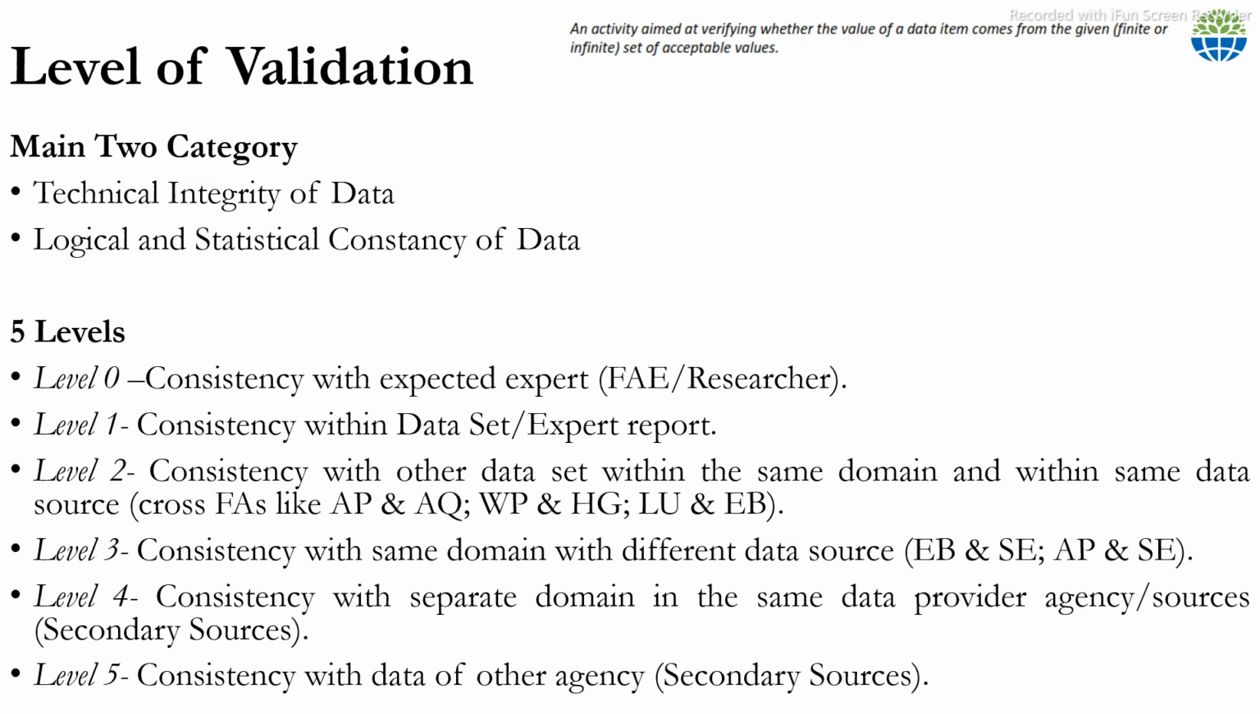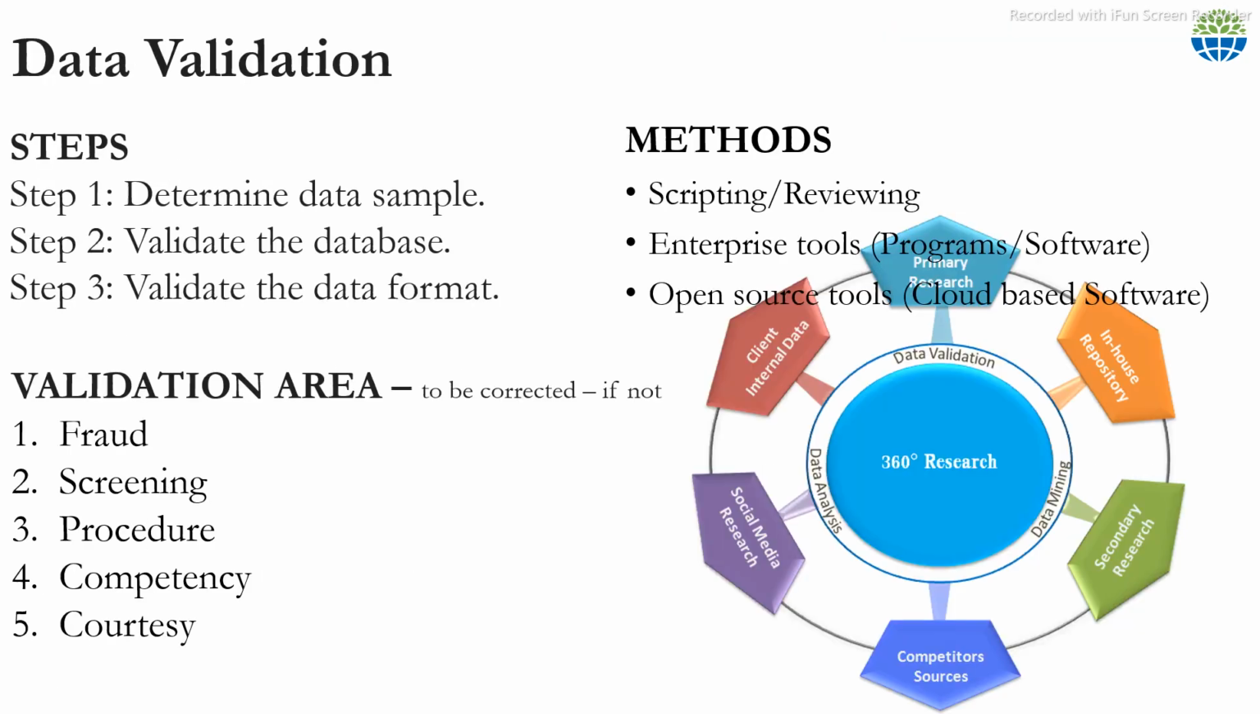But level 4 and 5, what is the major difference between 4 and 5? Level 4 is the separate domain in the same data provider, but level 5 is not a similar type of data provider. Level 5 is rarely achieved by the agencies, mostly covering up to level 4, because level 4 has an acceptability limit of 95%. If you are going for an acceptability limit of 100%, then you have to cross check with another agency, two or three agencies should be there for secondary data. If they are saying the same thing, that means your data is very accurate.